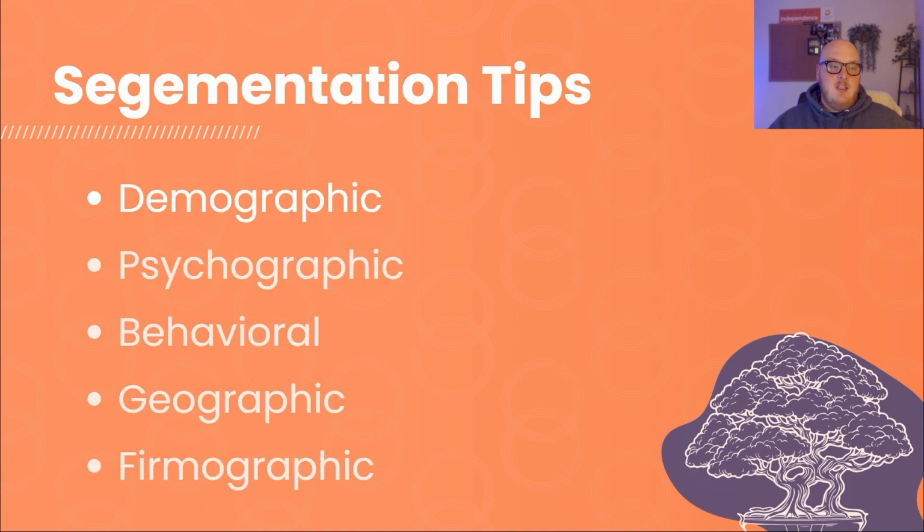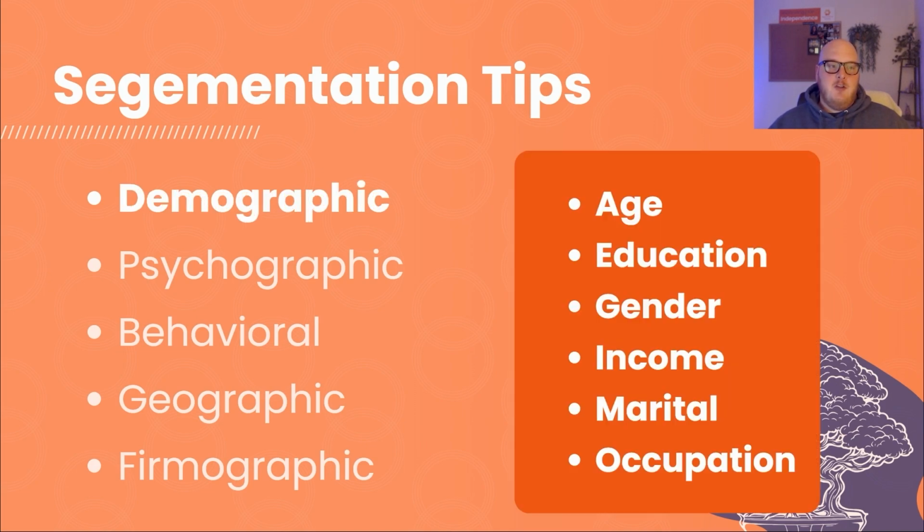Segmentation tips. We're going to dive into 5 really key areas, the different segmentations that you can look at. These are all just good starting points. The first is demographics. These are your really basic age, education, gender, income, marital status, and occupation. So what job do they have, how old are they, what type of education do they have? Do they have a bachelor's? Do they have a trade degree? Are they licensed in something?